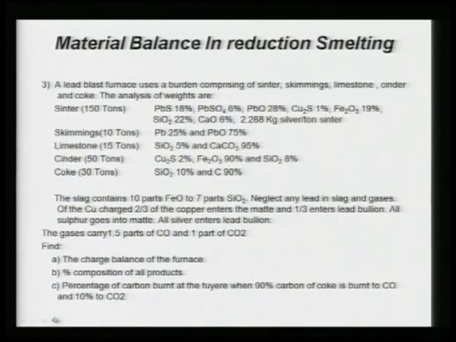Now, problem 3, again a different type of problem. Here some more complication has been introduced. Say the burden consists of sinter, skimmings, limestone, cinder and coke. Skimmings, in fact, are a product of the lead blast furnace which is recycled in order to recover lead. As you see in this particular problem, the skimmings, which are 10 tons, contain a significant amount of lead and lead oxide. So, there is a huge loss of lead.